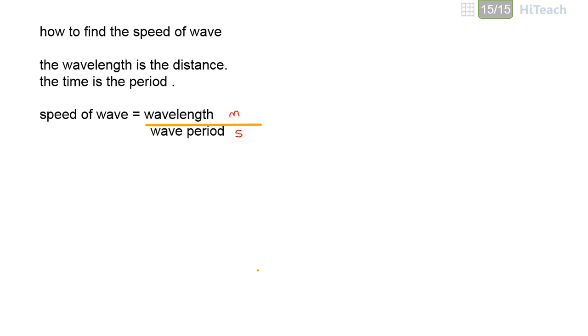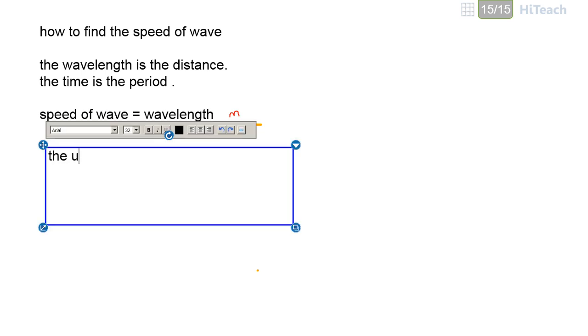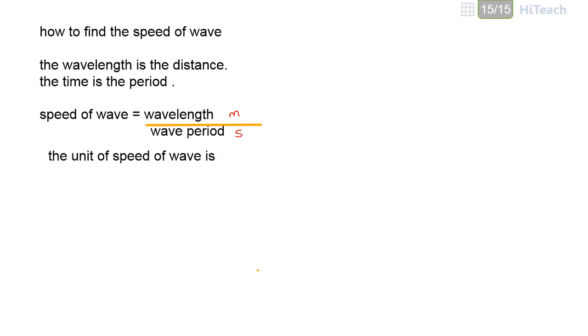Okay, so the speed of wave is given, and the unit of speed of wave, let's write it here, is meter per second. I'm going to write it like this here, meter per second. Is this clear now? Let's take an example. I'll give you an example now.